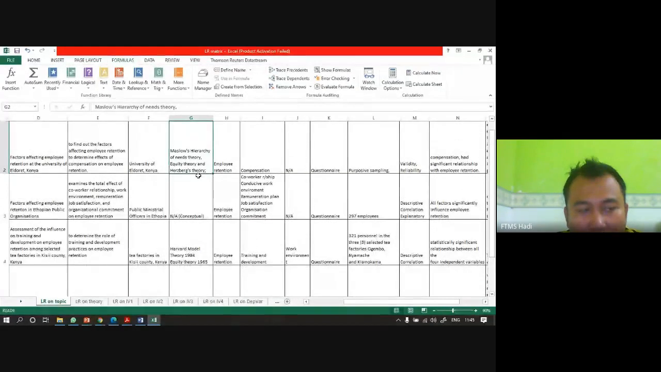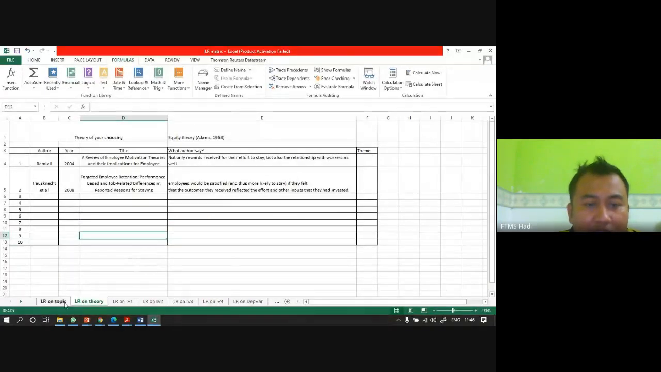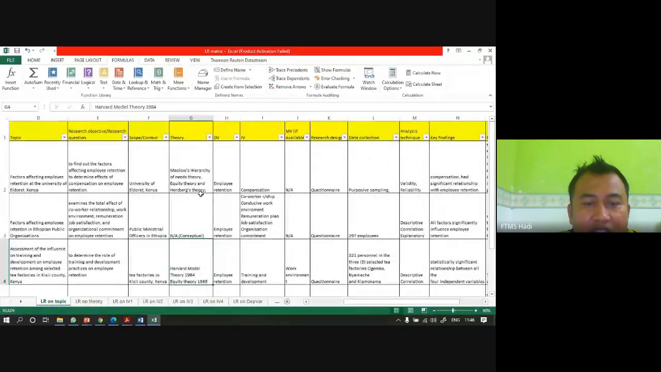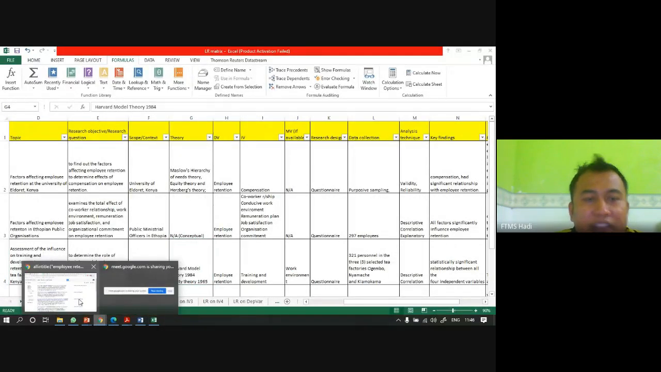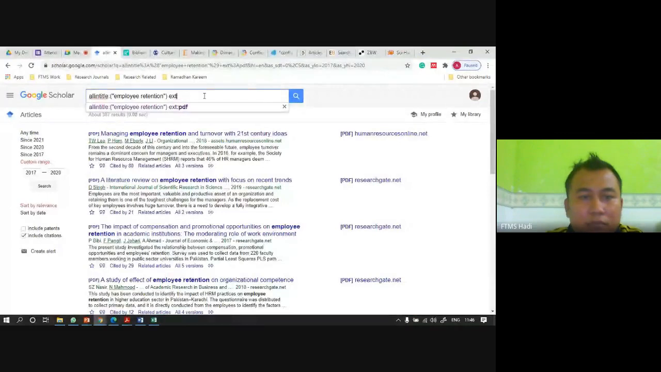Minimum one theory. Maximum, we don't have one. But do not make it too complicated. One theory is enough. If you use equity theory, that means you need to do another LR on theory. Let's say my decision is using Herzberg theory. So do another search and find Herzberg.